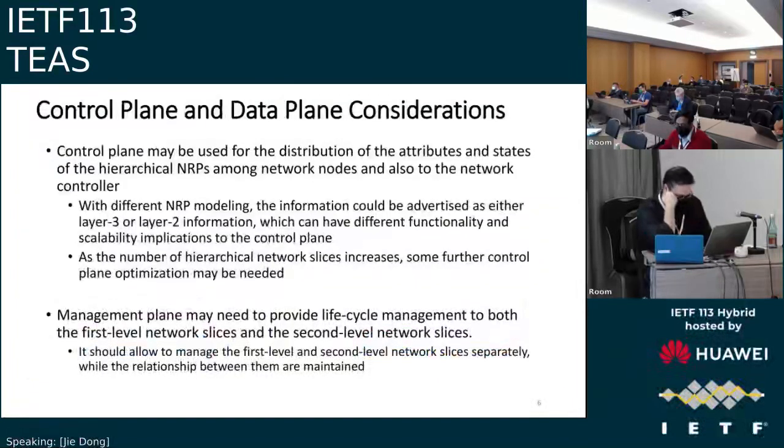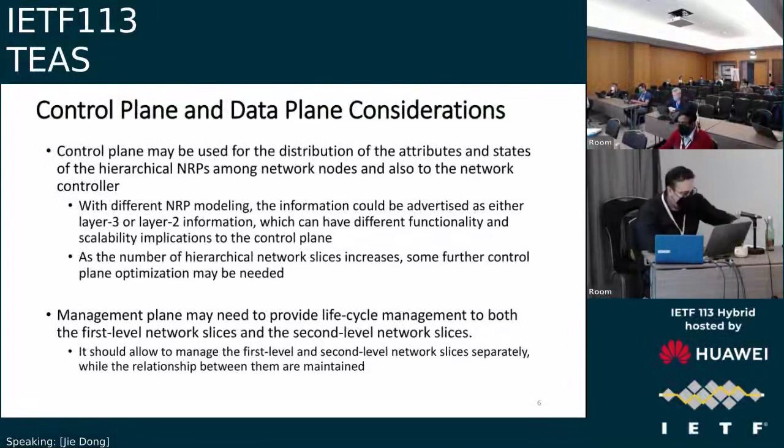Here are also some considerations about the control plane, data plane and management plane. Sorry, there's a typo. The first is the control plane may need to be used for the distribution of the information and the status of the hierarchical NRPs, both among the network nodes and also to the controllers. So with different NRP resource modeling, as mentioned in the previous slides, this information may be advertised as layer 3 or layer 2 information to the network, and this can have different functionality and scalability implications to the control plane.